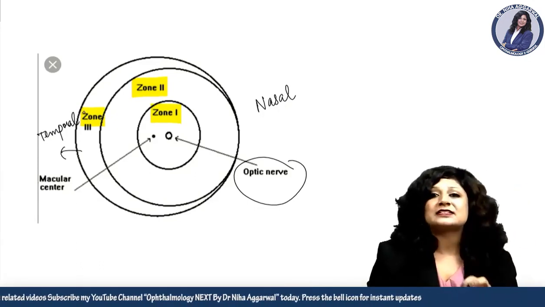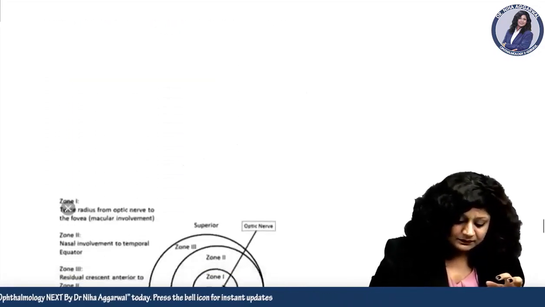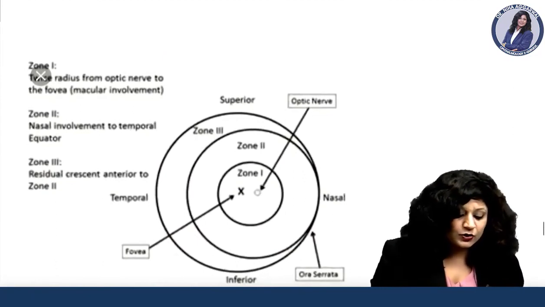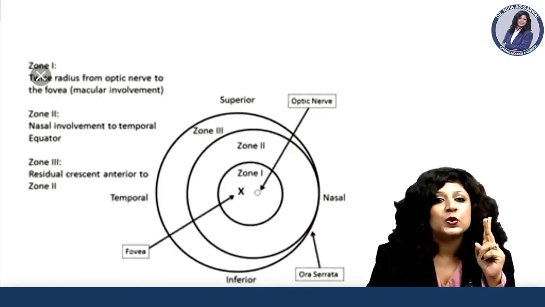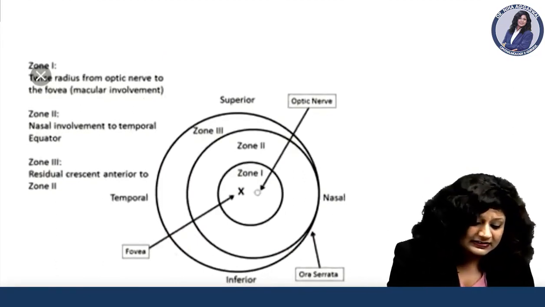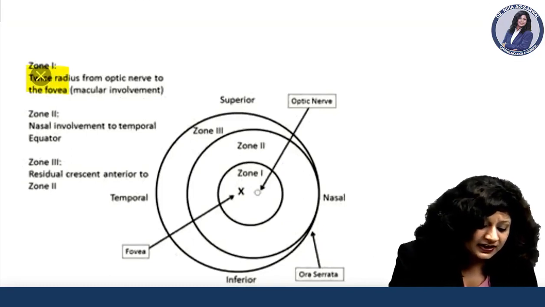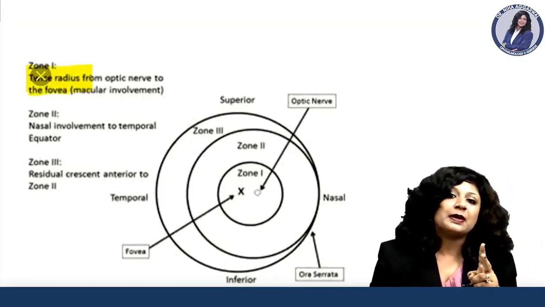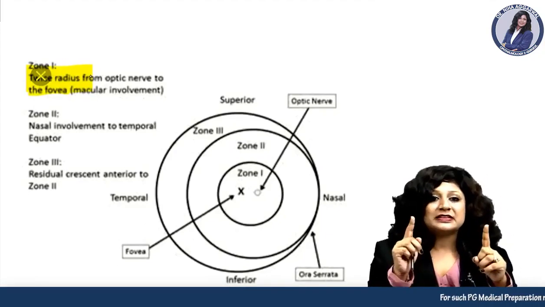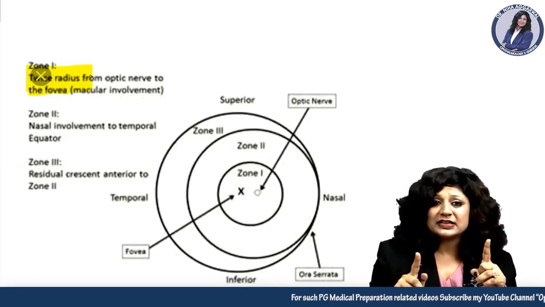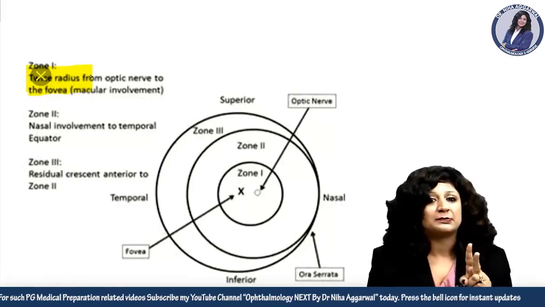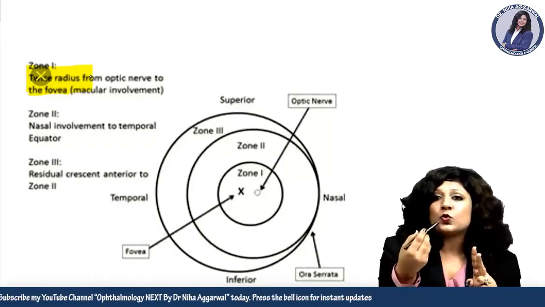Now, how to decide the diameters? For this, if you see, we have 3 zones here, zone 1, 2 and 3. Zone 1 is actually twice the radius from the optic disc to the fovea. Now, if you remember, I already told you the distance between the optic disc and the fovea, that is macular involvement, was 2 disc diameters. Here they are taking twice that.